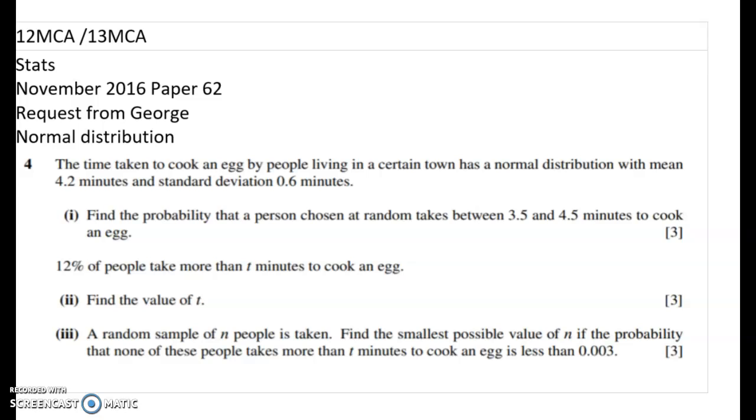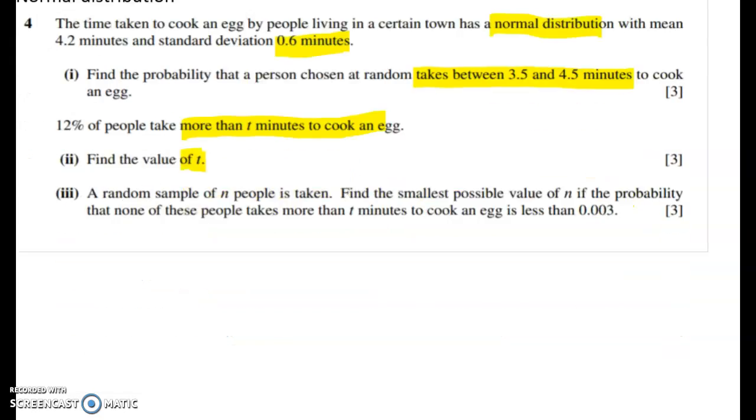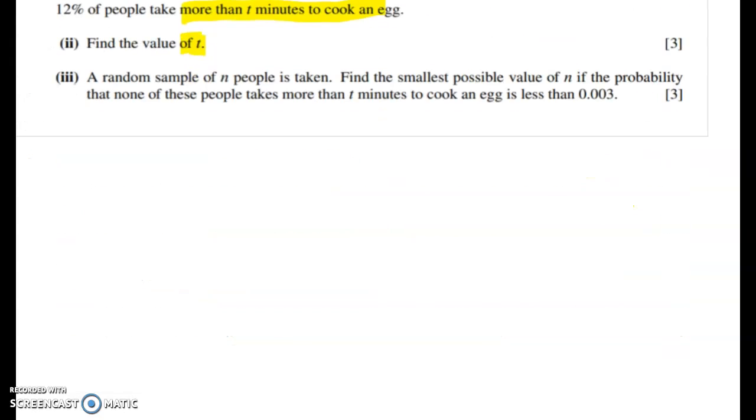We're told that the time it takes to cook an egg by people living in a certain town has a normal distribution with a mean of 4.2 minutes and a standard deviation of 0.6 minutes. First we have to find the probability that someone chosen at random takes between 3.5 and 4 minutes to cook an egg. Then we're told that 12% of people take more than this many minutes to cook an egg, and we have to find what that number is. And then I'll come back to part 3 soon. So let's do the first part first. Pause the video and have a go at it on your own.